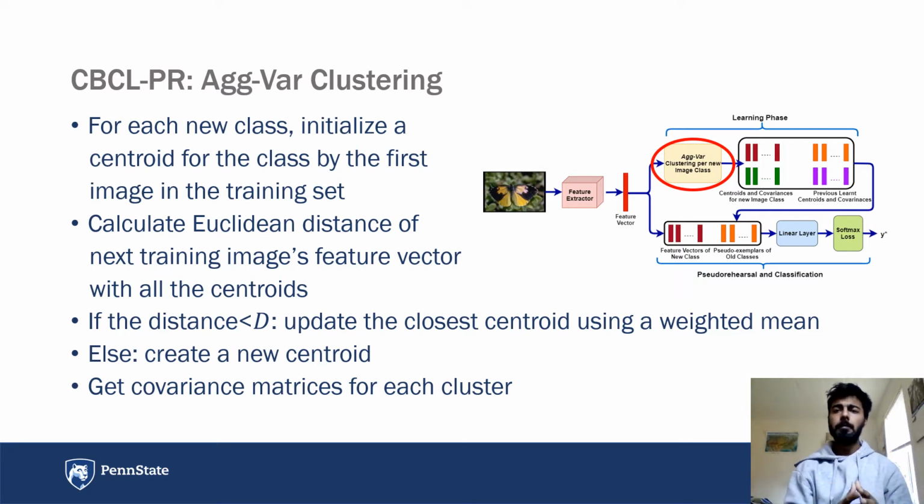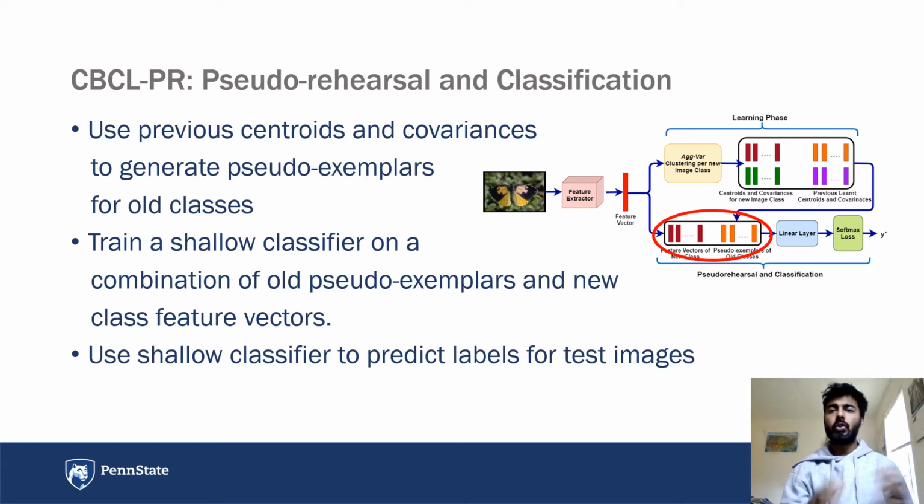on different benchmarks. In this technique, the model actually gets the samples of each class in an incremental manner, and it gets the centroids and covariances of that class using a distance threshold as a hyperparameter. Next, for the pseudo-rehearsal phase, the model actually uses the centroids and covariance matrices of the previous classes and samples them in the form of a Gaussian distribution to get pseudo-exemplars, and then combines the pseudo-exemplars with the new feature vectors and trains a shallow classifier composed of a linear layer based on a cross-entropy loss. And then the shallow classifier is used for getting the labels of test images.